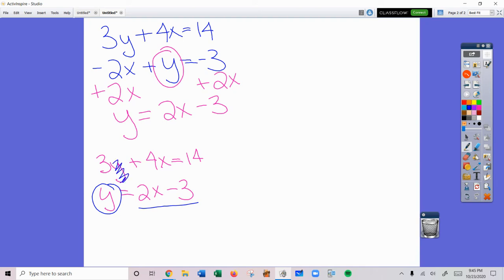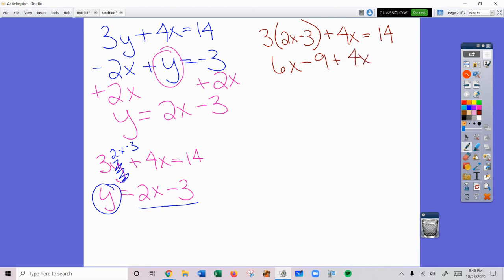Now, we're just crossing out the y. We are not crossing out that 3. And in its place is going a 2x minus 3. So we now have an equation that says 3 times (2x minus 3) plus 4x equals 14. So let's go ahead and start solving this. We'll distribute: 6x minus 9 plus 4x equals 14.